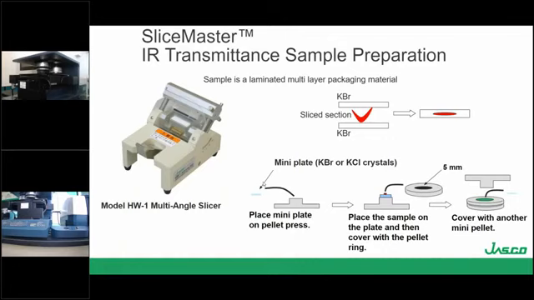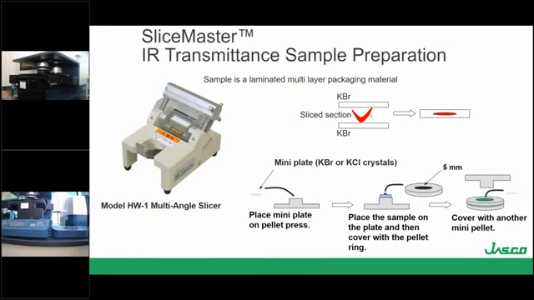For this measurement of the transmittance, the way we prepare the sample is cutting the slices using the Slice Master. This is an accessory from JASCO, and we can make very thin slices. And actually, this is our approach or our option for cutting slices. We don't need a microtome. You can easily cut very thin slices with this accessory.